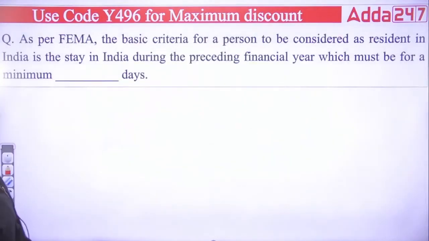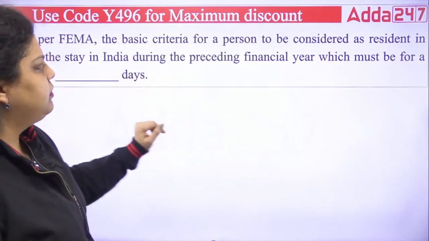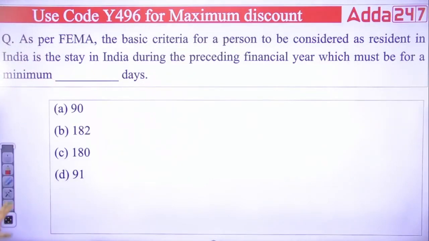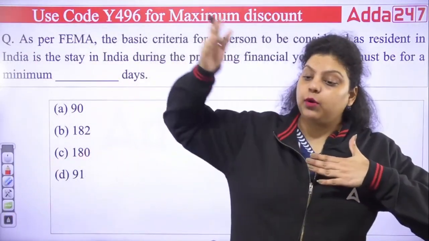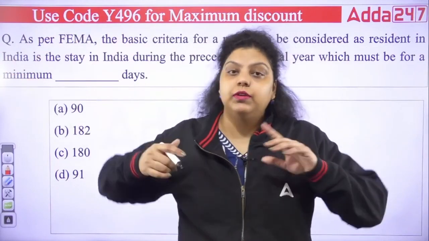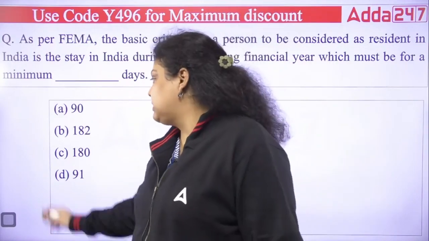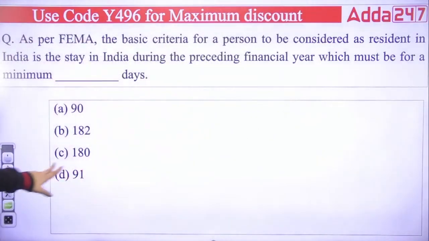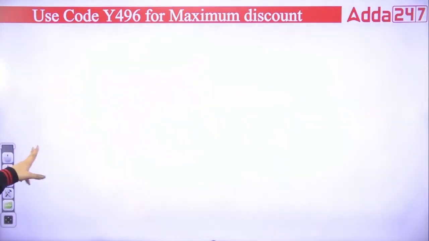Next question: as per FEMA, the basic criteria for a person to be considered a resident in India is the stay in India during the preceding financial year, which must be for a minimum of dash dash. Which of the following is true here? Non-resident Indians are citizens of our country who are living abroad for 182 days or more in a year. Similarly, if you want to call a person resident, it is the same duration, 182 days or more in one financial year. So the right answer will be 182 days. It is the same for non-resident Indian and for resident.